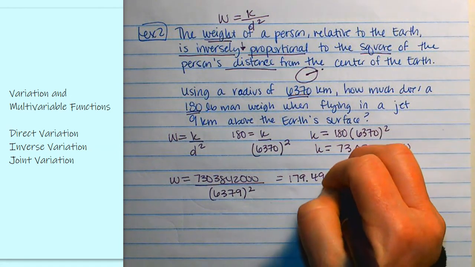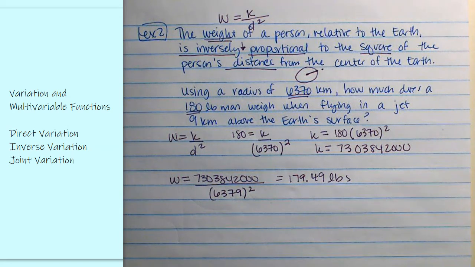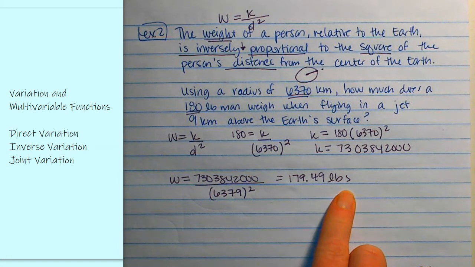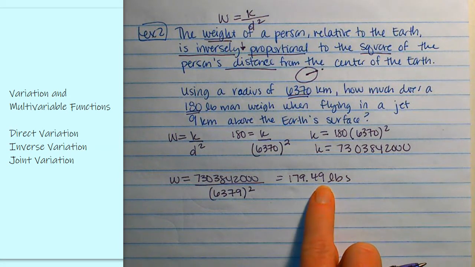179.49 pounds. So he's further away from the center of the Earth and he weighs less. That's why when astronauts get out into space and they're so high up that they're past the influence of gravity, they're weightless and they float. But he's not there yet. He still weighs 179.49 pounds.